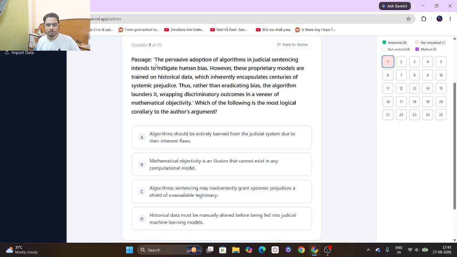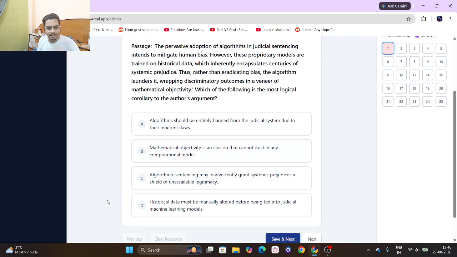Okay. Algorithms should be entirely banned from the judicial system due to their inherent bias. No. Mathematical objectivity is an illusion that cannot exist in any computational model. No. Algorithmic sentencing may inadvertently grant systematic prejudice a shield of unassailable legitimacy. Historical data must be manually altered before algorithmic sentencing may be used. Yes, systematic prejudice, that is exactly what it is saying.